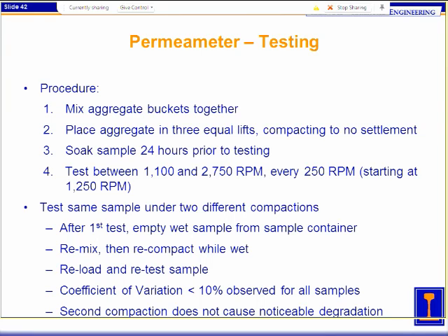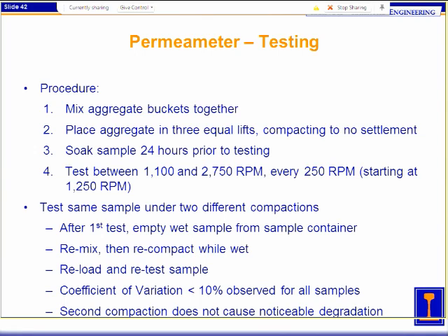We test the same sample twice under two different compactions. After the first test, we empty the sample out, recompact it, put it back in, and we've observed a coefficient of variation less than 10% for all samples. This is actually much less. I think we're under 5%. And Professor Dempsey, who did the original testing, informed me that that's the highest variation they saw for the same sample compacted twice.